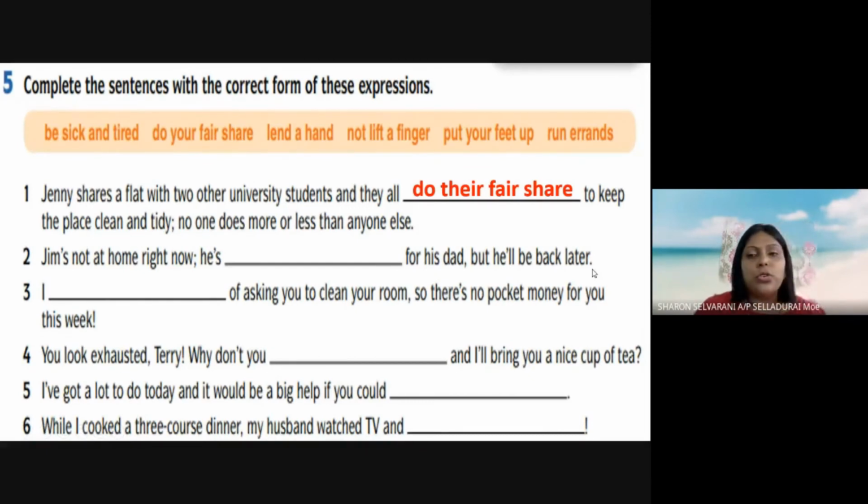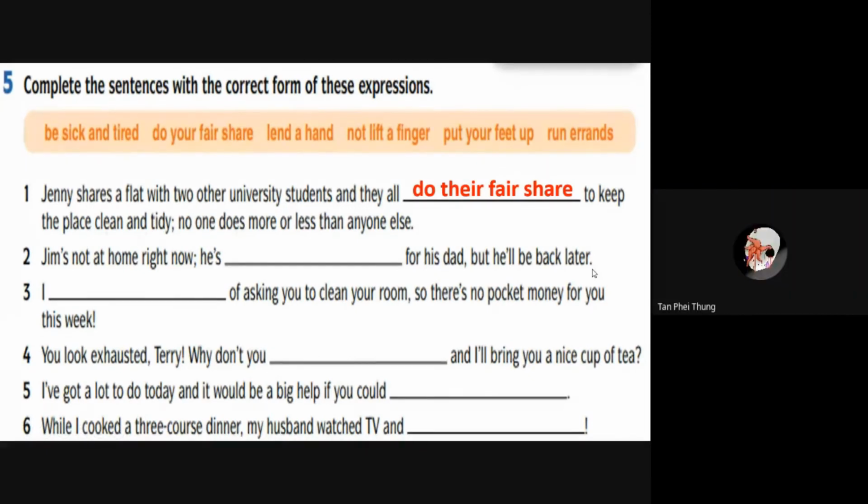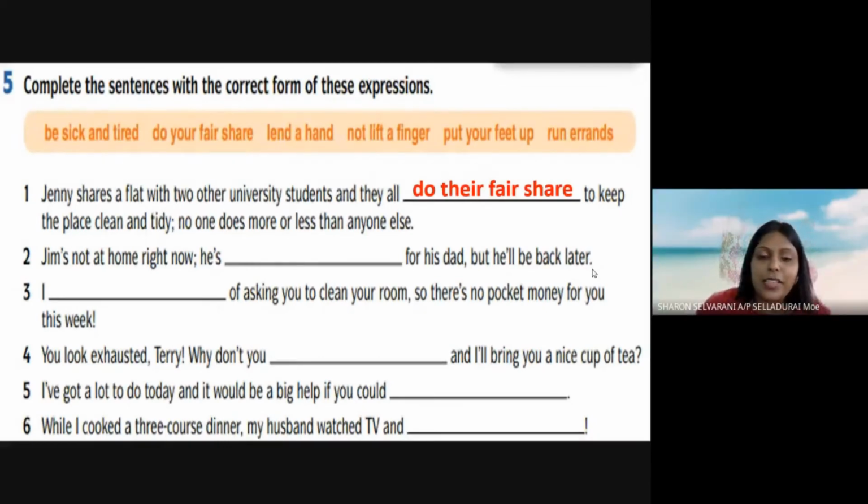Okay, so what can you put in here? Running errands. Okay, let's check the answer. Okay, he's running errands for his dad.